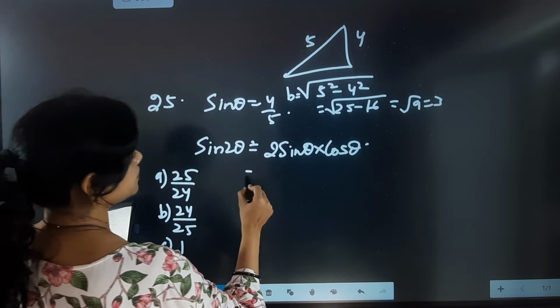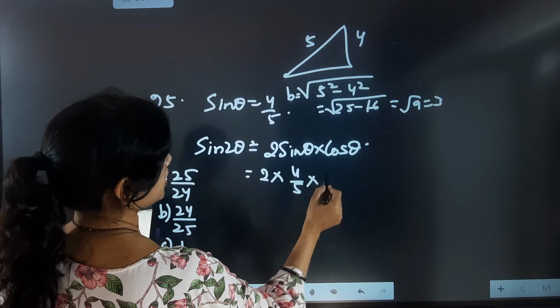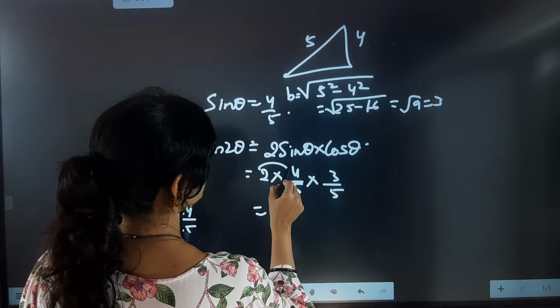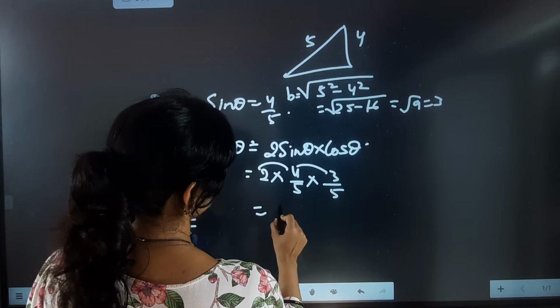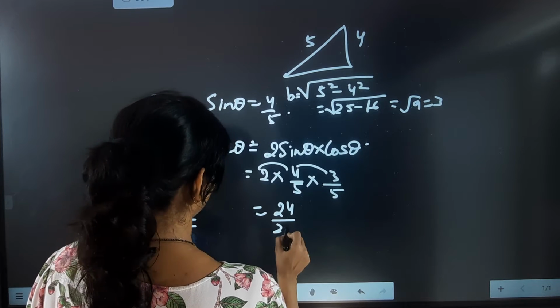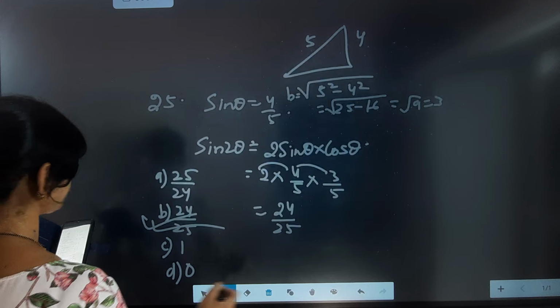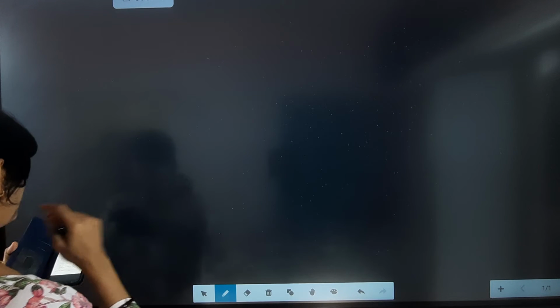So now it will come 2 into perpendicular is 4 by 5 and cos is 3 by 5. So 2 2s are 2, 4s are 8, 8 3s are 24 by 25. So 24 by 25, so answer will be B.